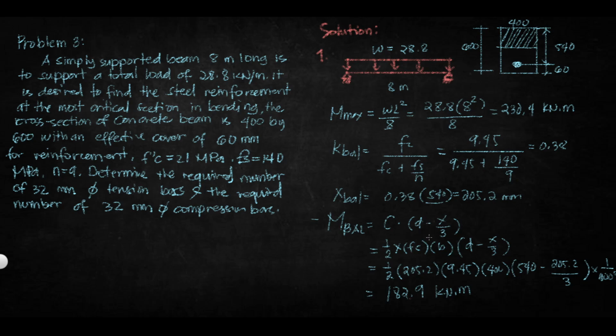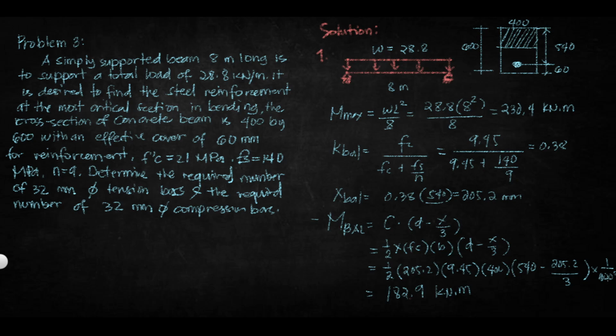Okay, so lagay natin yung mga values dyan. So C, like we discussed before in problem number 1 and 2, ang C po natin is equal to 1/2 times X times F prime C times B, where your X here is the value of our X balance. So lagay mo lahat po ng value na nandun. So 1/2 times 205.2 times F prime C, which is 9.45, times your B, 400 po yun, times D minus X over 3. Then we don't forget to divide it by 1,000 squared.